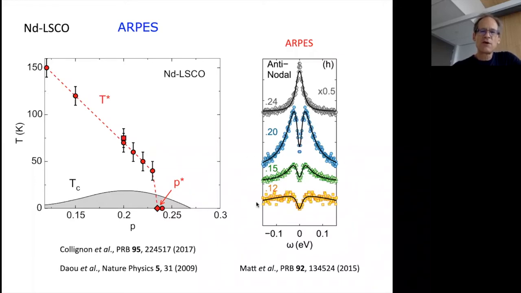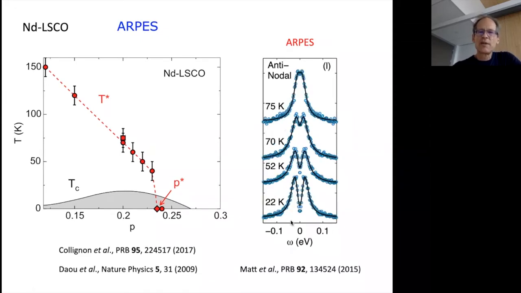If you look at the spectral weight as a function of energy in the so-called antinodal direction, you can see a gap. There's a gap here at zero energy for various dopings, 12 and 15 and 20. But if you go beyond 23, the gap disappears. So this is a signature of the so-called pseudogap. Definitely, as you cool into this phase here, this gap opens. And the question is, what is it and what are the consequences of that gap?